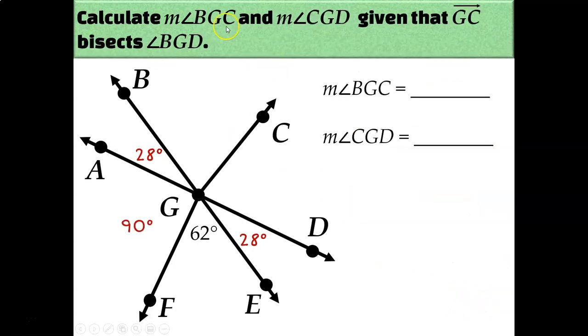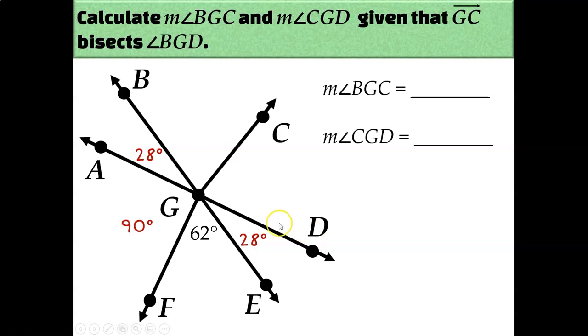Next up, we need to calculate the measure of angle BGC and CGD, the two missing angles in the diagram, given that GC is the angle bisector of BGD. Well, it would be easy to figure out those two angles if I knew the entire angle measure, right? If I knew BGD, I would just cut it in half to get to those two angle measures, because they have to be equal because GC bisected it. But we don't know the measure of angle BGD yet. Could we figure it out, though?